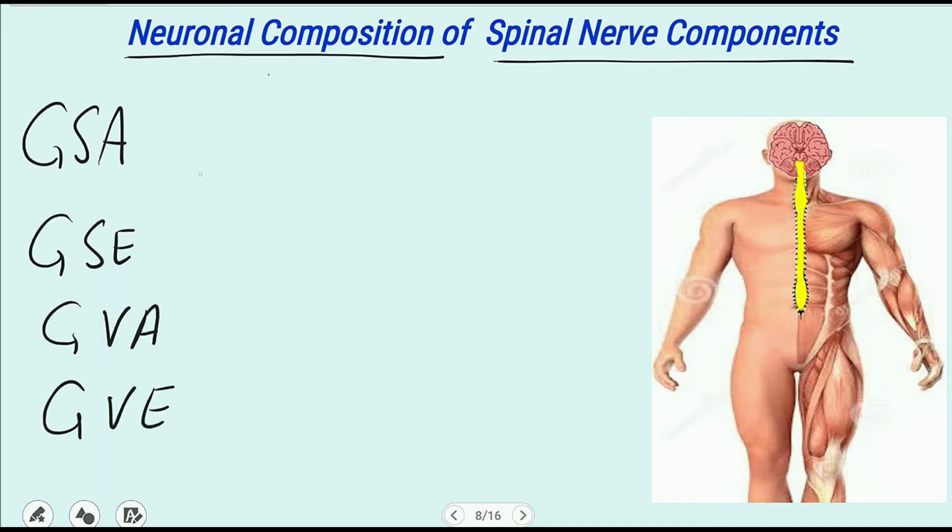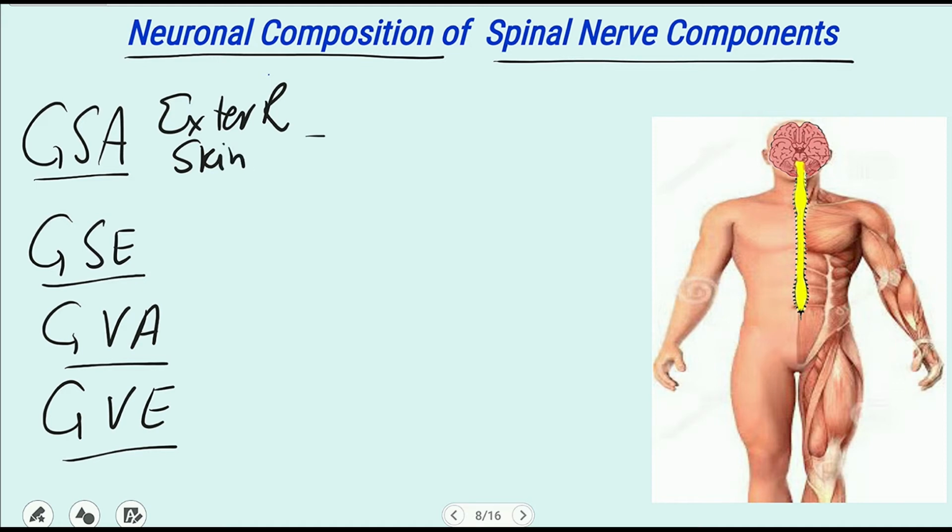What is meant by neuronal composition? Neuronal composition is how many neurons will be required for these four functions. For example, general somatic afferent starts from the exterior receptors at the level of the skin and its destination is the central nervous system. So how many neurons will be required for this function? The answer is 3 neurons.